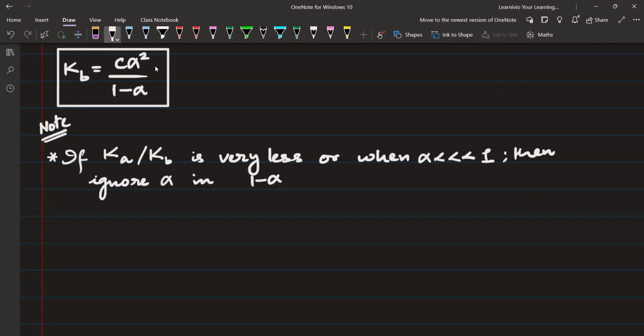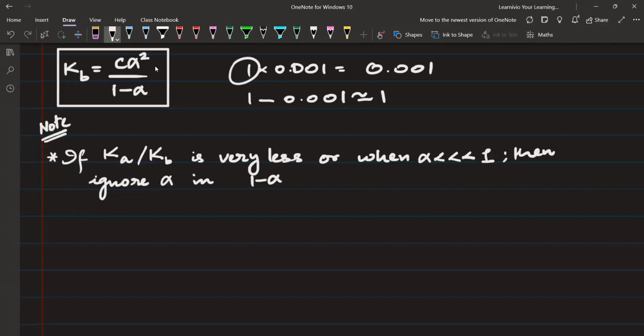Because we are subtracting, then only we can neglect it. But if there is multiplication, we cannot neglect it, right? Because it will make a huge difference. If I have 1 into 0.001, this 1 will become 0.001. हाँ, लेकिन अगर 1 माइनस हम लोग 0.001 करें, this is approximately equal to 1 only. Make sense? Whenever there are things in multiplication, we do not neglect. Addition और subtraction में we do neglect.